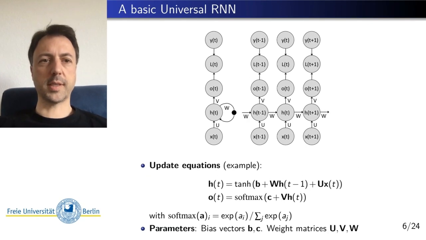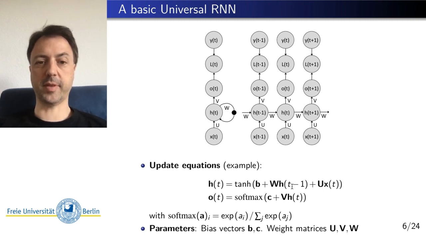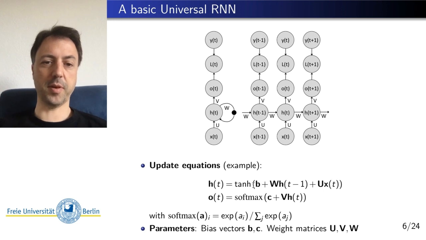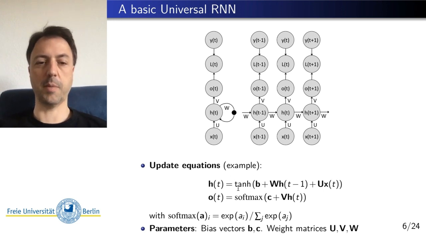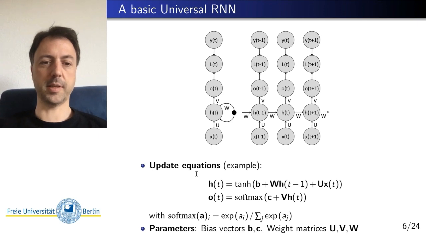Let's go one step more concrete and look at one implementation of the structure. So here we can use the update equation as follows. We update the hidden variable h of t using a linear function of h of t minus 1 and x of t. The coefficients or the matrices that we use in this linear function are w and u. So those are parameters. And additionally, we have the parameter vector b, that's a bias vector. Then we put everything through a nonlinearity, in this case, a hyperbolic tangent function. So that's our update for h.